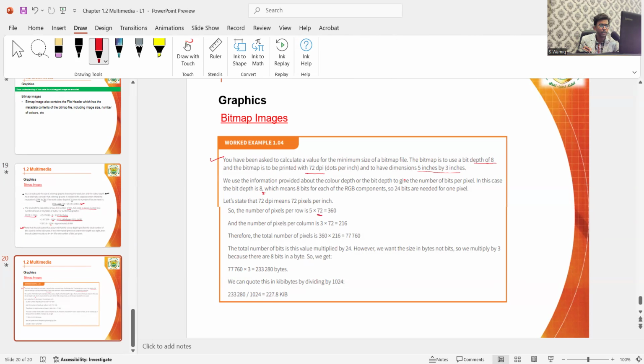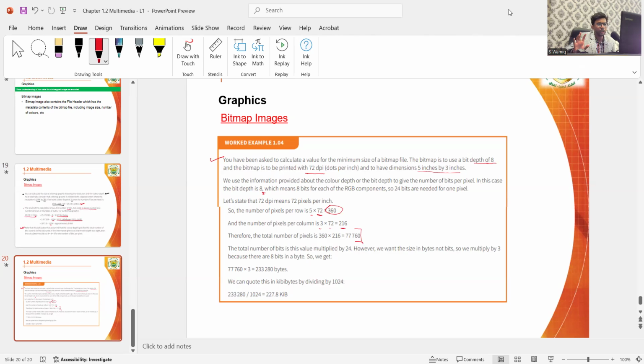So I multiply 72 by 5 and have 360 pixels. Again, for the number of pixels per column, 3 times 72 is 216. Therefore the total number of pixels is the product of these. Then the total number of bits is this value multiplied by 24. However, we just multiplied by 3 and then converted it into kilobytes. So you can work on it on your own as well.